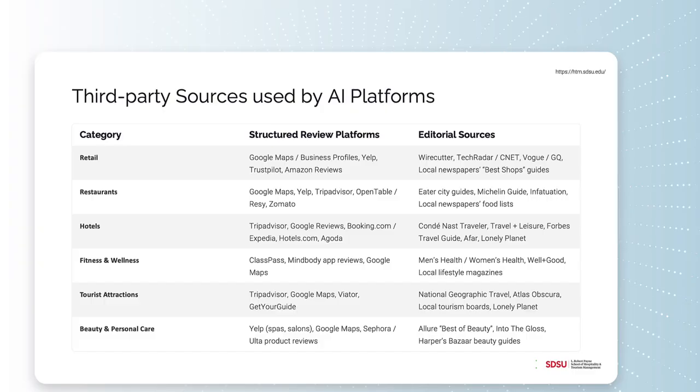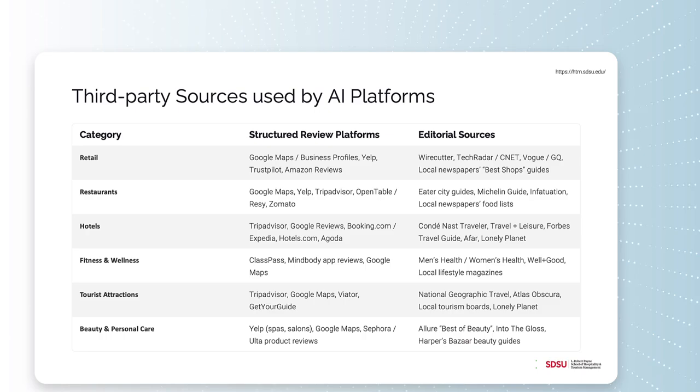For hotels, it's TripAdvisor, also Google Reviews, online travel agencies like Booking.com, Expedia, and whatnot, and also various editorial sources. Fitness and wellness: ClassPass, MindBody, Google Maps as well, of course, is relevant, and various editorial sources like Men's Health, Women's Health, local lifestyle magazines, and others. For tourist attractions, it's again TripAdvisor, and of course Google Maps, Viator, Get Your Guide, and others. And for editorial sources, it's National Geographic Travel, Atlas, local tourist boards, Lonely Planet, etc.